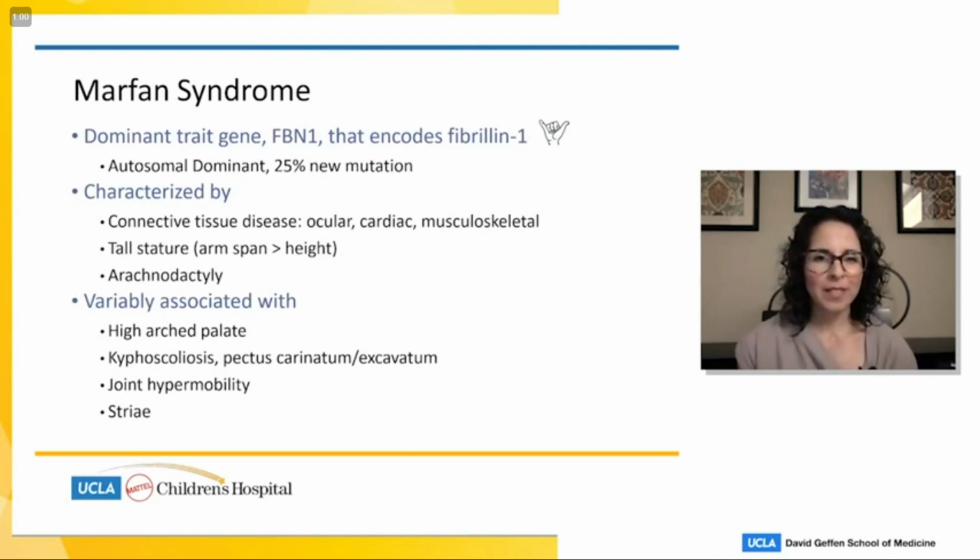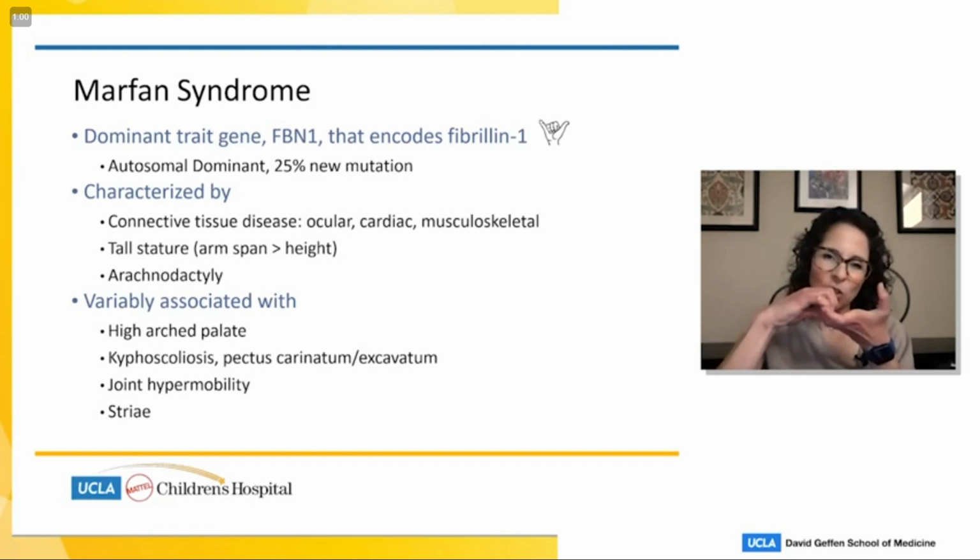If you're trying to remember what the genetic mutation is, this is a good reminder: FBN1. ABP likes to test on this one. This is autosomal dominant. However, 25% of Marfan syndromes are de novo. It is characterized as a systemic connective tissue disease. Essentially, those links are not as tight as they should be. Therefore, you have manifestations wherever you see fibrillin, and that includes ocular, cardiac, and musculoskeletal.